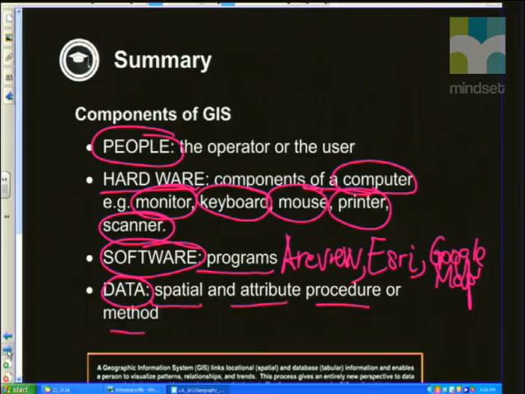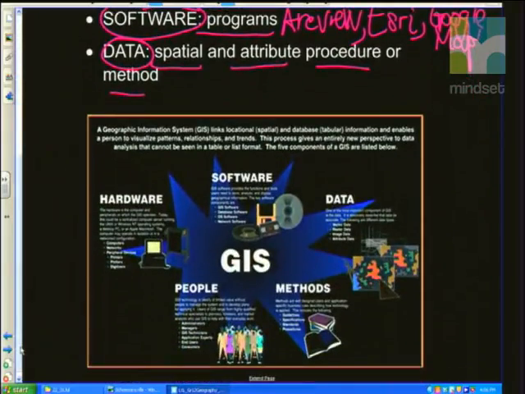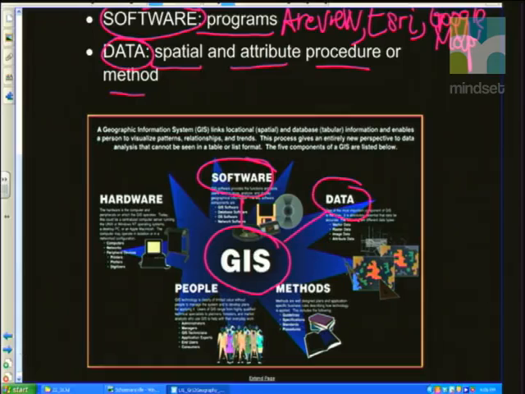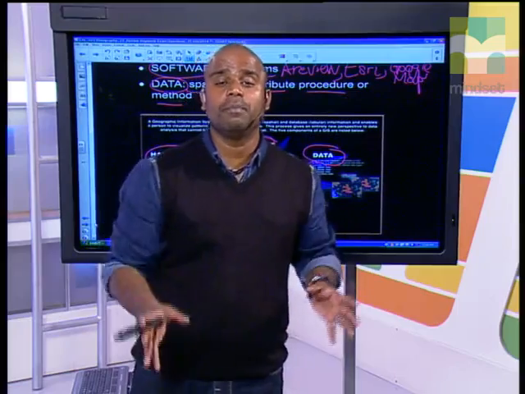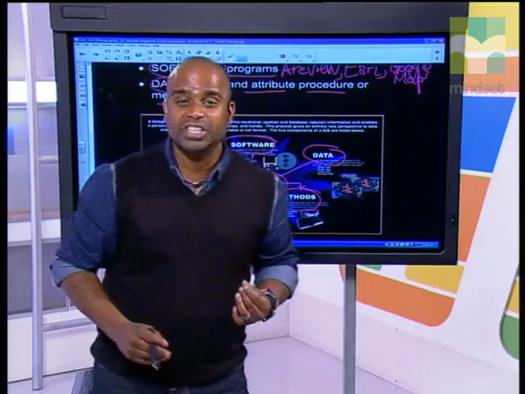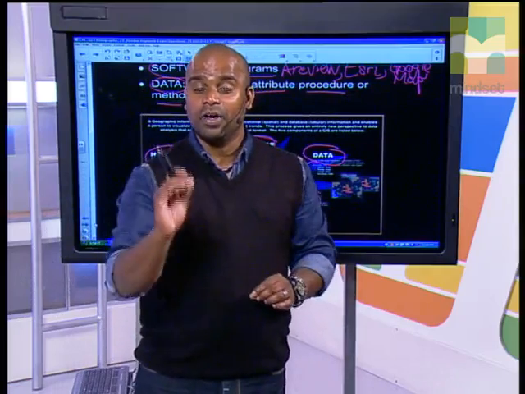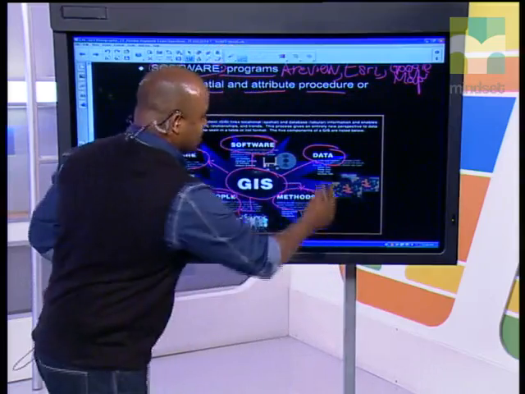So let's look at how you should be studying this. In order to remember the components of a GIS, note the following. A GIS is made up of 5 components: software, data, methods in the form of spatial and attribute data, people. These are the people who control the technology, as well as hardware in the form of monitors, keyboards, and scanners. A good question could be, which of these components is the most important for a GIS? And if you're guessing, the correct answer is data.